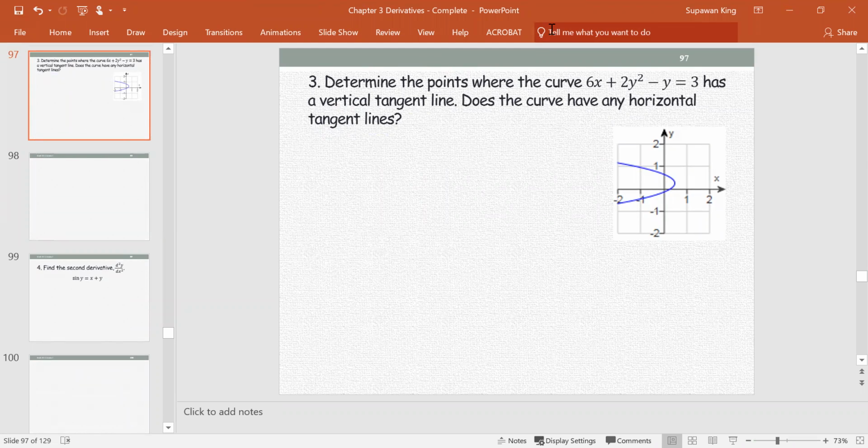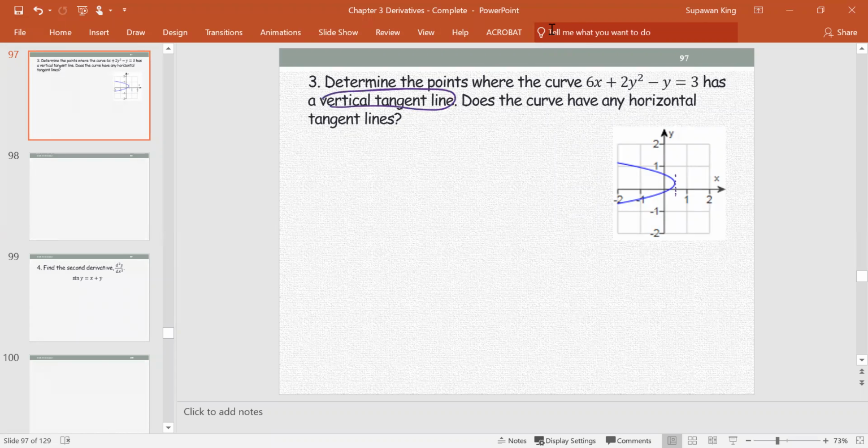Example 3: determine the points where the curve 6x + 2y² − y = 3 has a vertical tangent line. Does the curve have any horizontal tangent lines? From the graph provided, it looks like there is one point that provides a vertical tangent line, but we're going to find out what the other pair is.